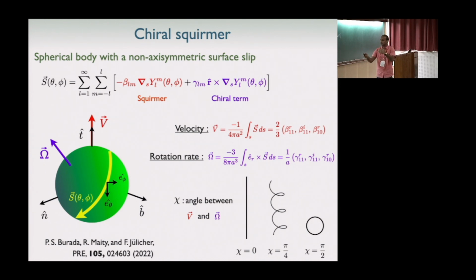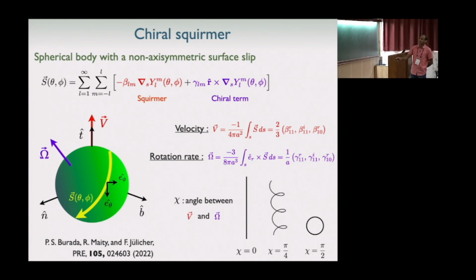This slip can be expressed in terms of the spherical harmonics, where these betas and gammas are the slip coefficients, or the modes. They control the strength of the slip velocity. Without solving any Stokes equations, we can directly compute the swimming velocity or the rotation rate of this chiral squirmer just by taking the surface integral of the prescribed slip. In a theoretical model, we prescribe this slip and then compute the velocity and rotation rate. By taking the surface integral of the slip, we can calculate the velocity, and by taking the curl of that, we get the rotation rate.